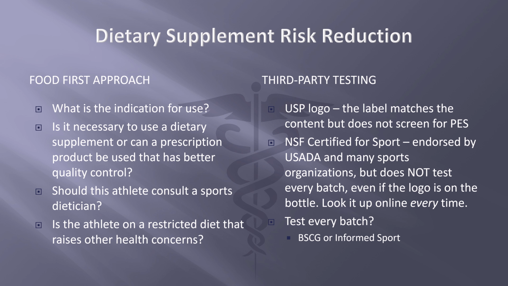One logo that you might already be familiar with is the USP logo. That does offer us some level of reassurance on dietary supplements, but when we see this logo on the label, it just tells us that the contents match what is labeled. It does not screen for performance-enhancing substances or things that would be doping agents for which an athlete might test positive.